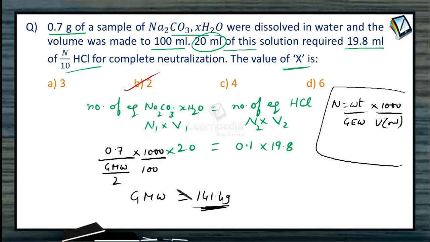Is it clear? Remember, whenever two different substances are reacting with each other, they always react in the ratio of their equivalence. So equivalence of one substance should always be equal to equivalence of the other substance.